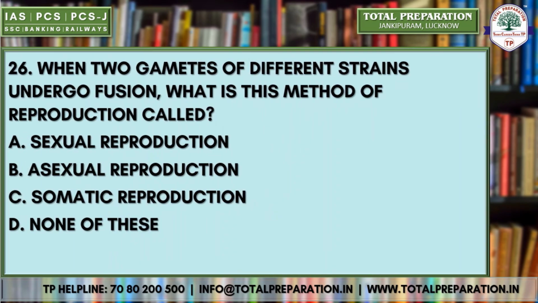When two gametes of different strains undergo fusion, what is the method of reproduction called? Option A, sexual reproduction, option B, asexual reproduction, option C, somatic reproduction, and option D, none of these. The correct answer to this question is option A, sexual reproduction.